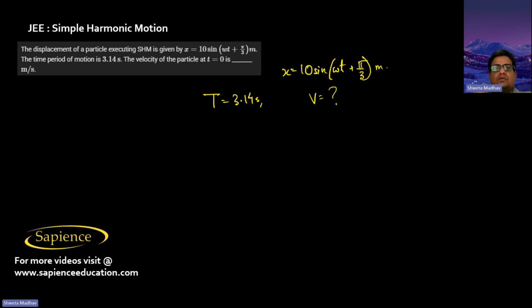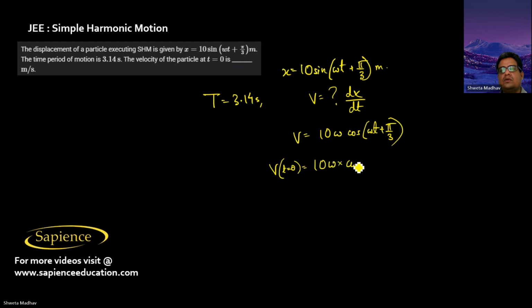So therefore, amplitude is 10 meters. So v will be equal to dx by dt. V will be equal to 10 omega into cos of omega t plus pi by 3. So therefore, v at time t equal to 0 will be equal to 10 omega into cos pi by 3. Cos pi by 3 is cos 60 degree, that is half. So it is 5 omega. Half into 10, that is 5. 5 into omega, which is 2 pi by T, T is also pi. So it is 10 meter per second. 10 is the answer.